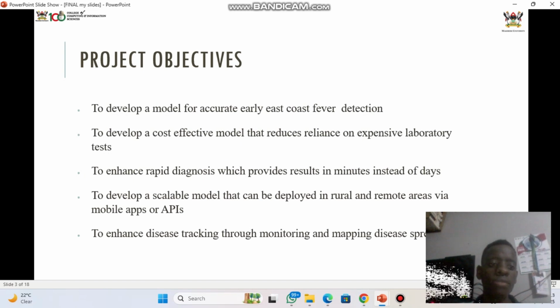The project objectives are to develop a model for accurate early East Coast fever detection, and also to develop a cost-effective model that reduces reliance on expensive laboratory tests. Also, to provide enhanced rapid diagnosis, which provides results in minutes instead of days, and to provide a scalable model that can be deployed in remote areas via mobile apps or web applications. And lastly, to enhance disease tracking through monitoring and mapping of disease spread as we use geographical data.